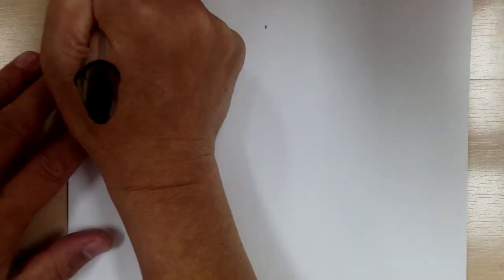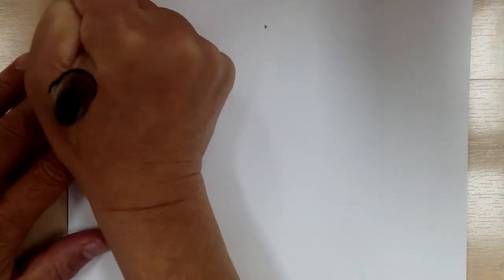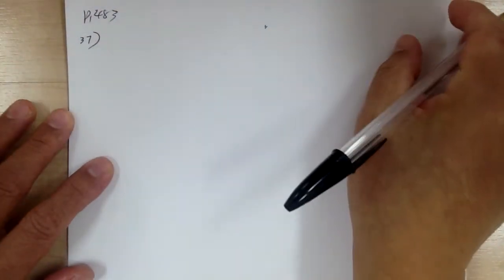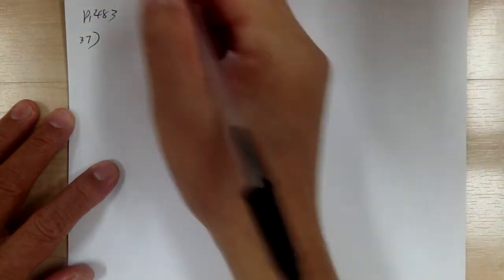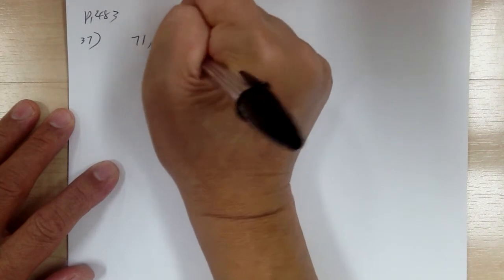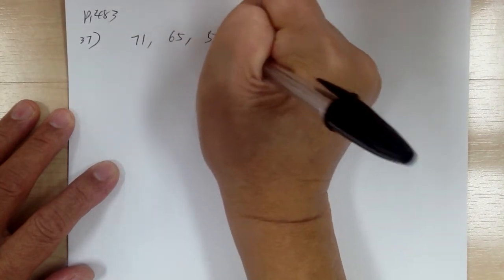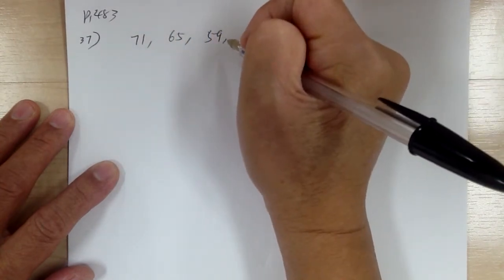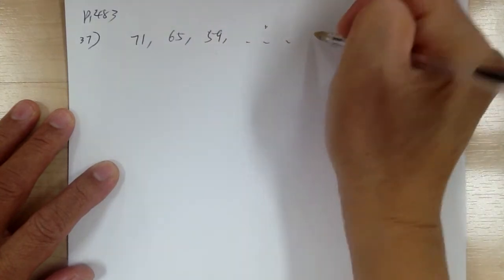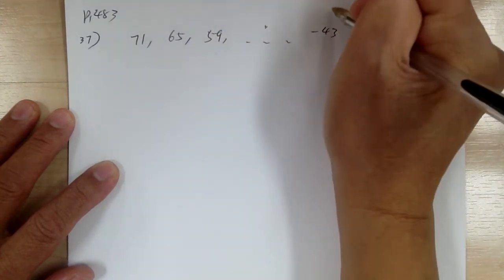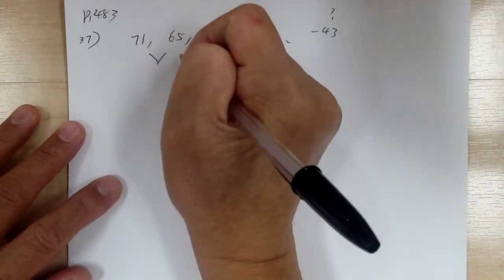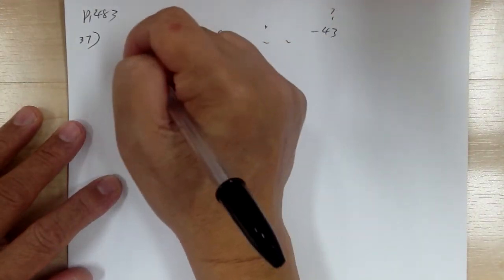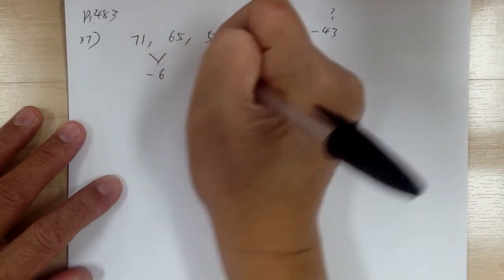Okay, let's go to number 37. Find the position n. So you're looking for n in the arithmetic sequence. So you got 71, 65, 59, and dot, dot, dot. So you're looking for negative 43. So you're looking for this one here. Okay, so you can look for the common difference. So this minus this will give you negative 6.